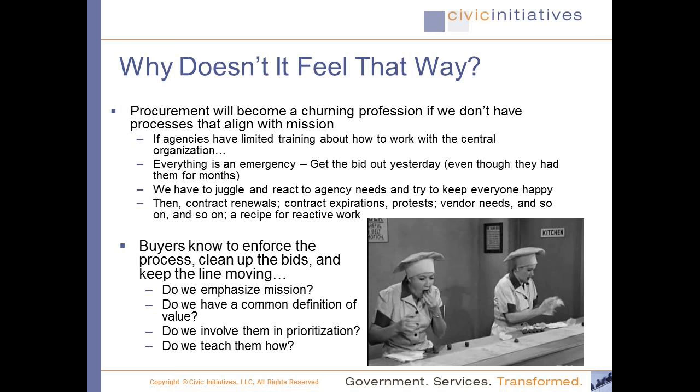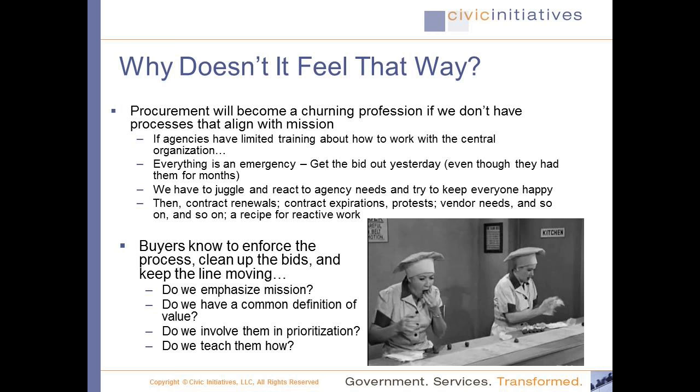So once everything's an emergency, then all we're doing is juggling. And we're trying to make them happy, and we're trying to not get yelled at, right? And we have contract renewals, we have protests, we have expirations, we have 100 other things. So that's a recipe for being reactive and doing reactive work.